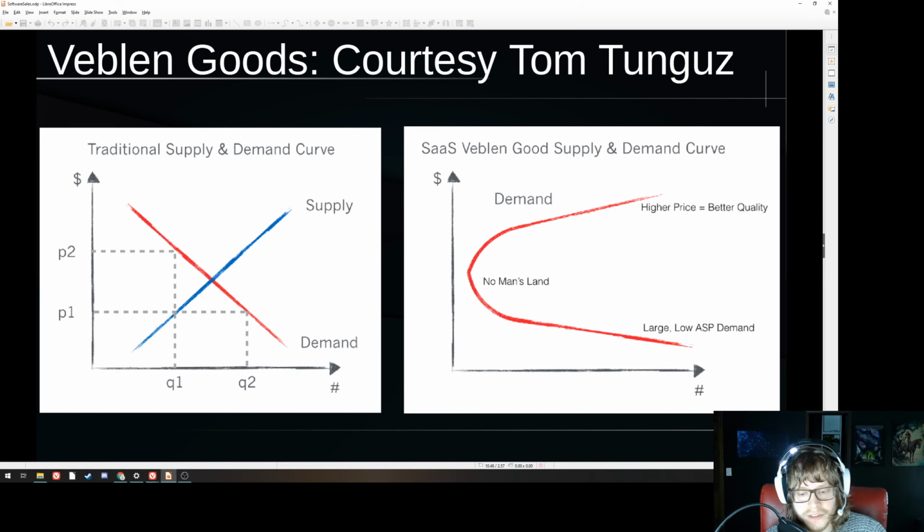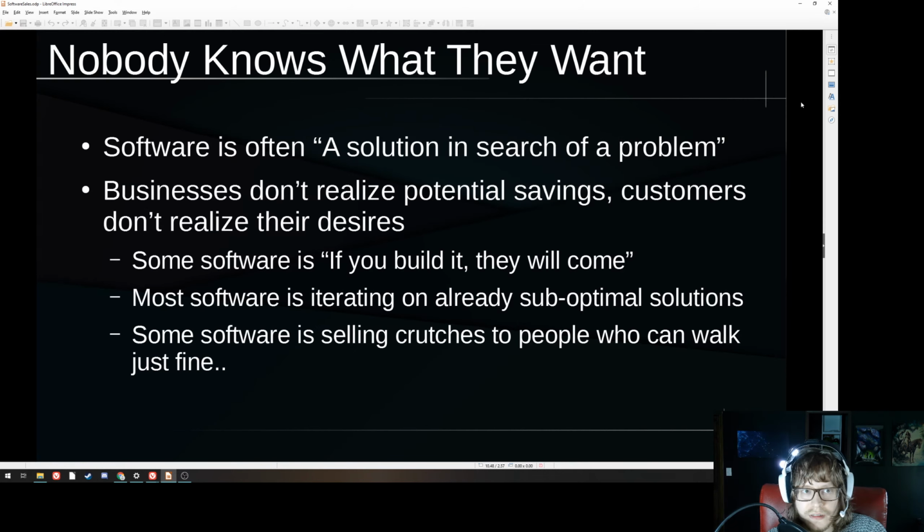But you get into the situation where you are competing for the highest price slash best quality, and cost kind of flies out the window as a consideration. A confounding issue is that nobody really knows what they want.